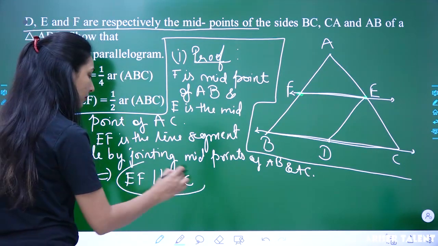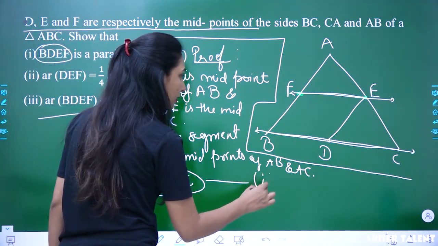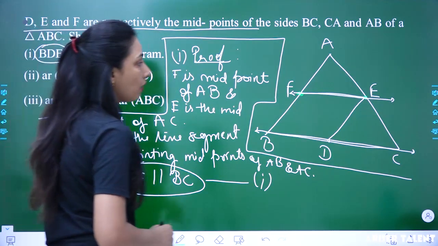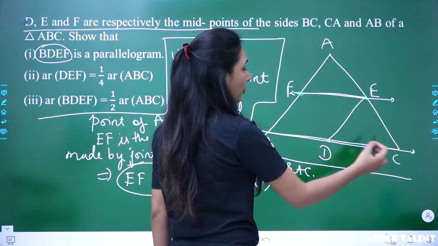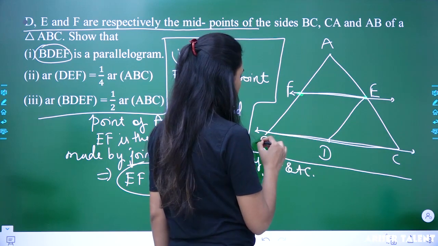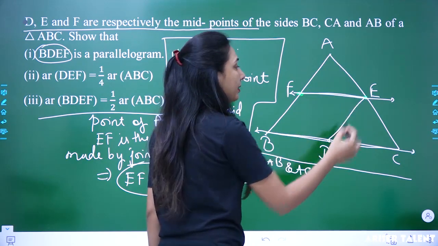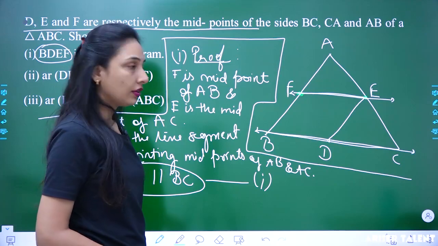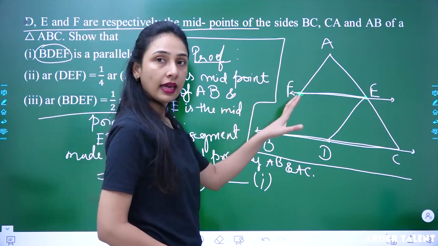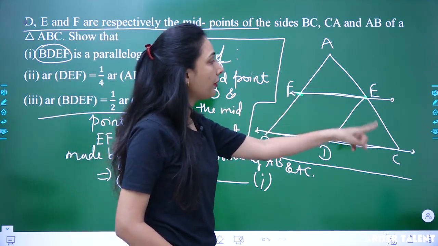Understood? First thing. Right. Now, we had proved about these two things. Now, we are going to take this BA and ED. Right. So, BA is the line here. Now, E is the midpoint of AC.